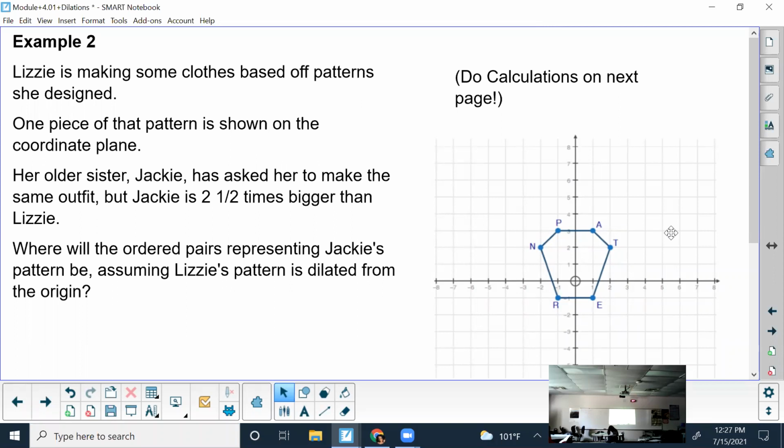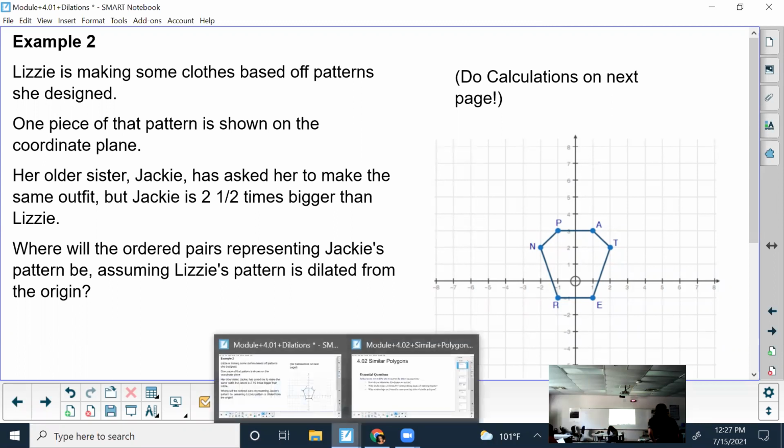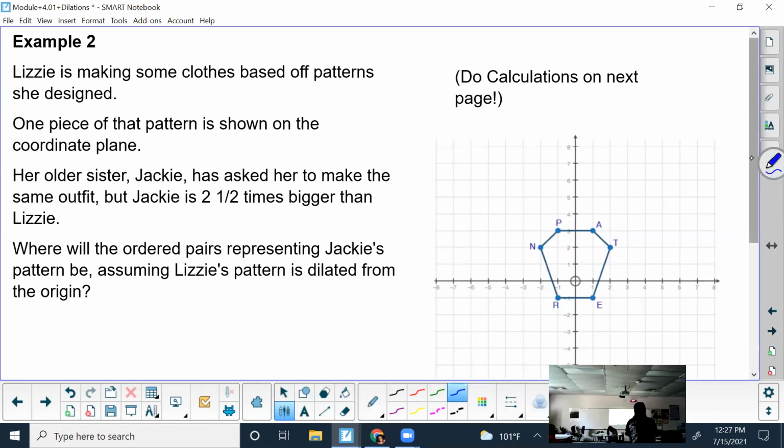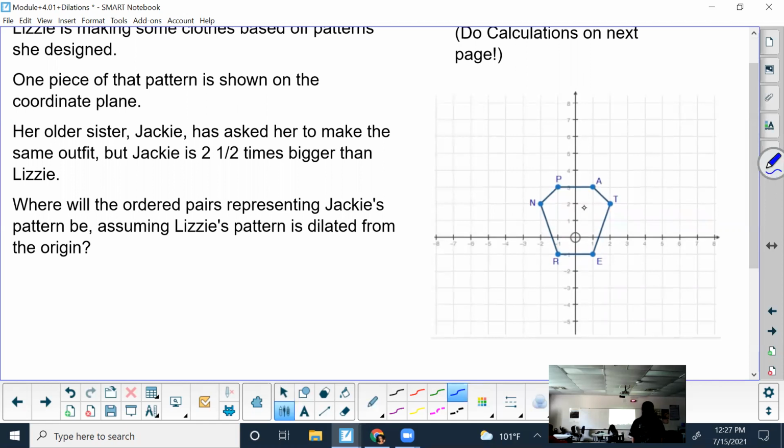We have Lizzie, who is making some clothes based off patterns she designed. One piece of that pattern is shown on the coordinate plane. Her older sister Jackie has asked her to make the same outfit, but Jackie is 2.5 times bigger than Lizzie. Where will the ordered pairs representing Jackie's pattern be, assuming Lizzie's pattern is dilated? So basically we are dilating this image by 2.5. And it does say that we are assuming that the pattern is dilated from the origin.